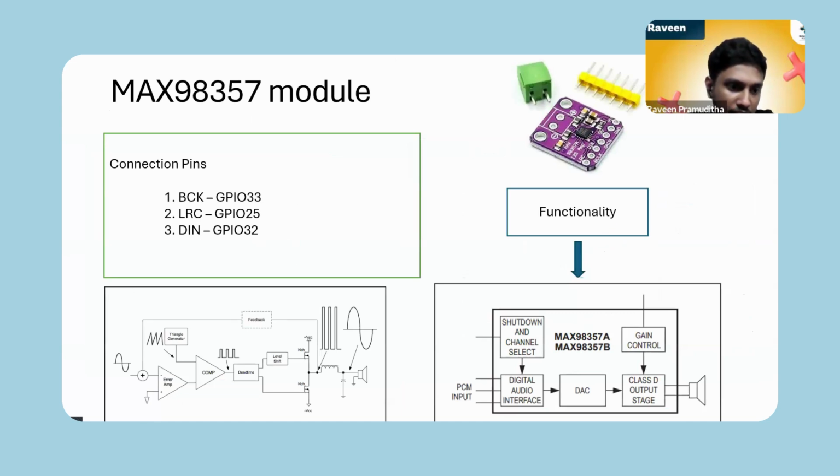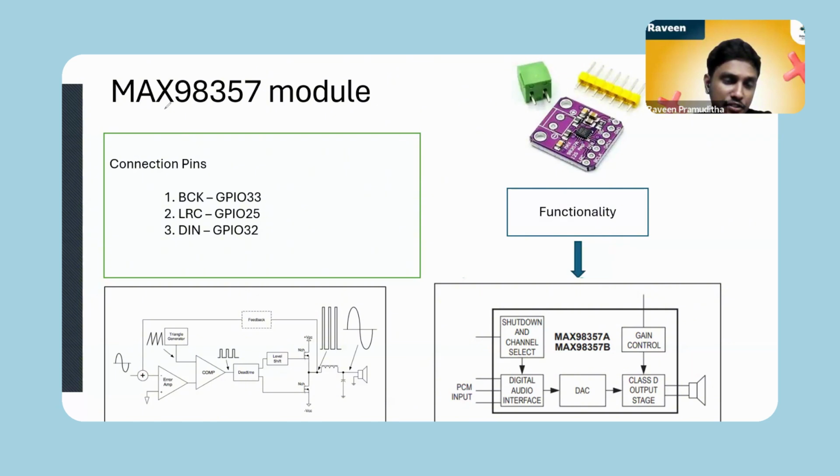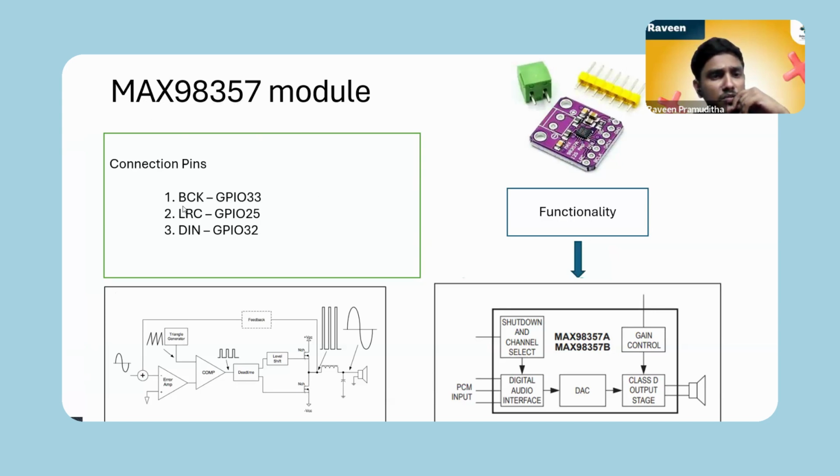For that, I use the MAX98357 module to implement that part with the ESP32. These are the connection pins on the ESP32. You can see we connect the BCK pin to GPIO 33, the LRC pin to GPIO 25, and the DIN pin to GPIO 32.